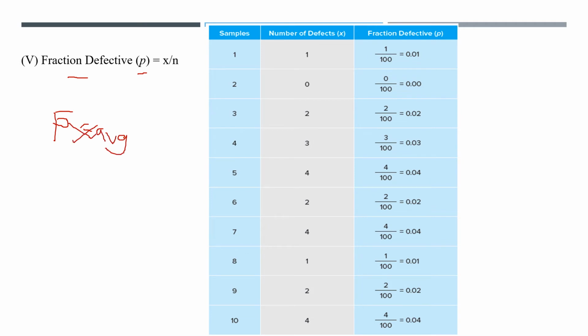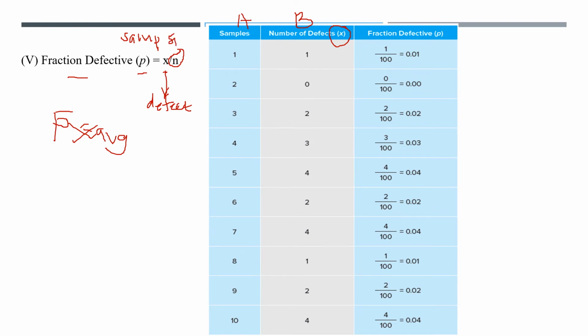The formula is X divided by N. So what is X? X is defects. Okay, defects. So how to get the info for defects? It comes from the question, this one. Okay, so column A and column B here, they are from the question. You are given these two columns. So X comes from here, and N here is the sample size. Okay, sample size.